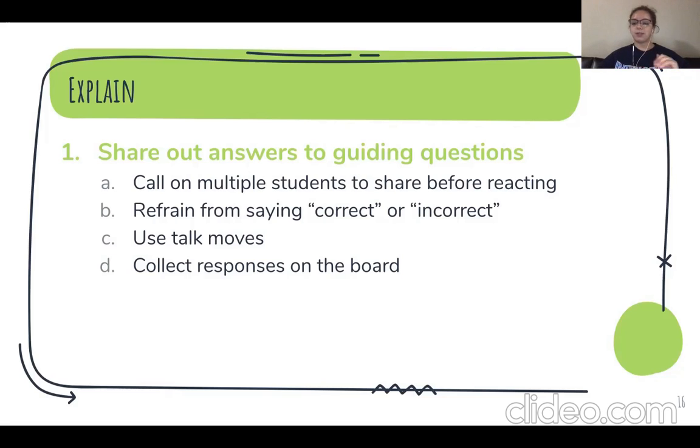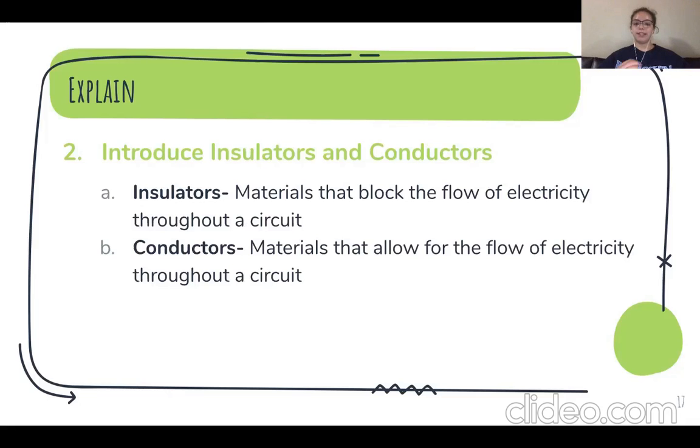And you're going to want to collect their responses on the board. So just take little short notes about what each student is saying to all those different questions. The second part of the explain is now you're going to be introducing the vocabulary words insulator and conductor. You explain that insulators are materials that block the flow of electricity throughout a circuit, and conductors are materials that allow for the flow of electricity throughout a circuit.